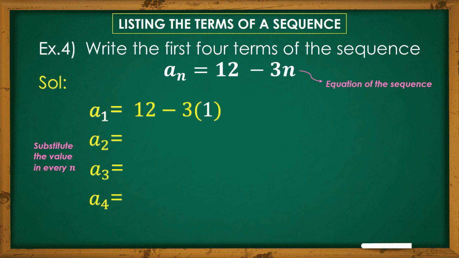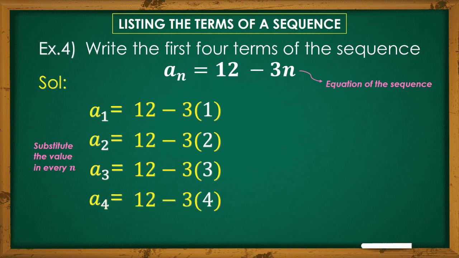Ano yung value ng n? 2. Kaya yung 12 minus 3n ay magiging 12 minus 3 times 2. Ganun din sa a sub 3, magiging 12 minus 3 times 3. At yung last na a sub 4 ay magiging 12 minus 3 times 4. Ano yung susunod na step? By PEMDAS rule, let's solve and simplify.